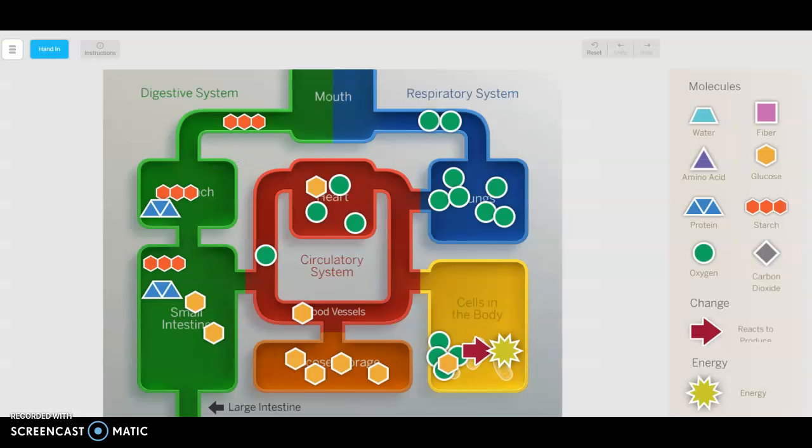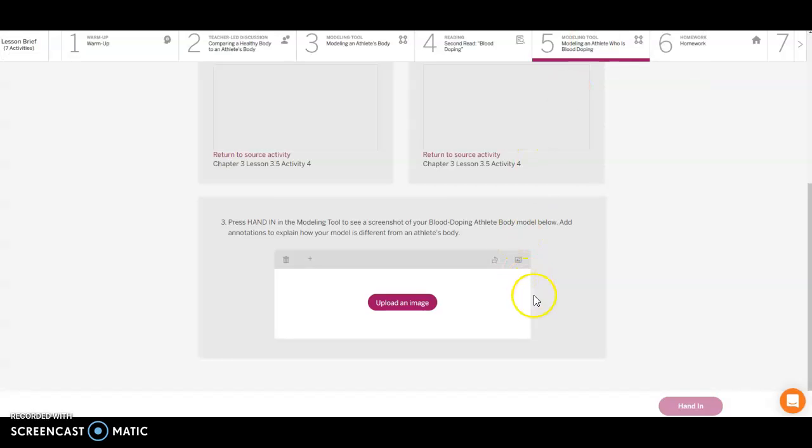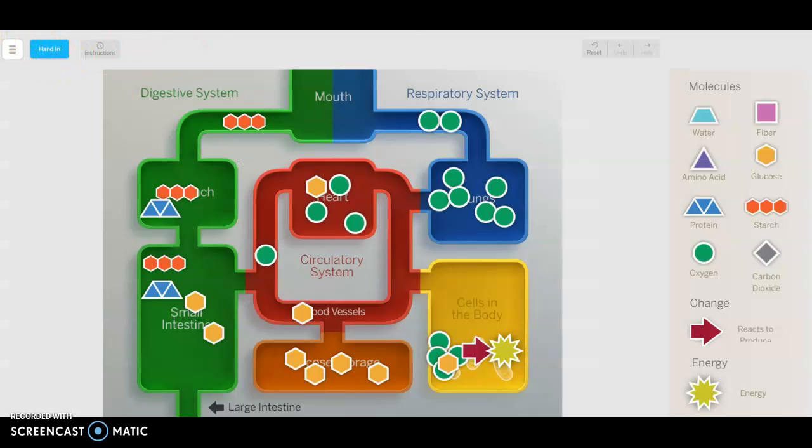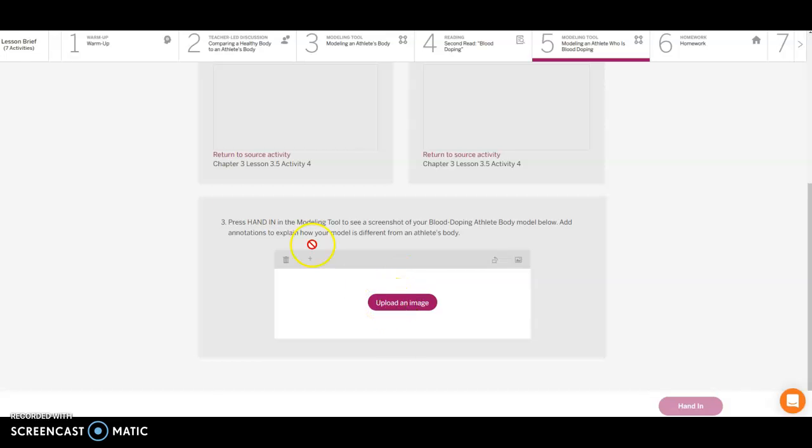So you're going to bring up that model that I showed you. This is what it looks like. You had changed it up before, so you're just going to edit it again and add some annotations to your model to explain how it is different from an athlete's body that is healthy. So upload that image here. And remember, if you hit hand in, it will automatically put it on this page if you refresh it.